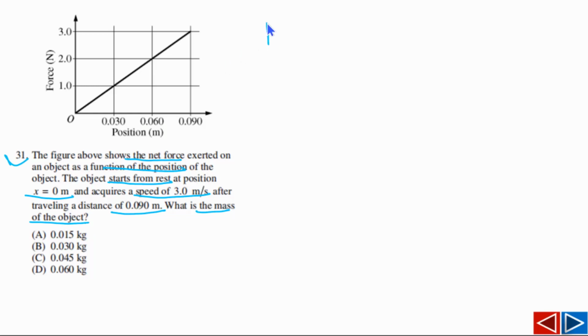In this case, imagine that the mass of this object is capital M. We need to find out this mass, and a net force is acting on this object, so we can imagine the net force is capital F. The object is initially at x equal to 0 meters, and we apply the net force on this object for a distance of x equal to 0.090 meters, and we need to find out the mass of this object.